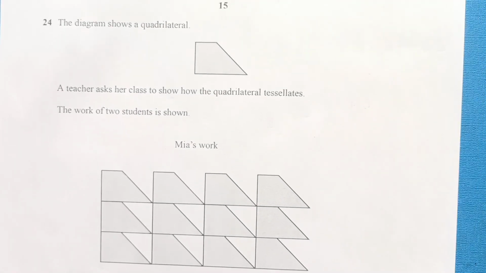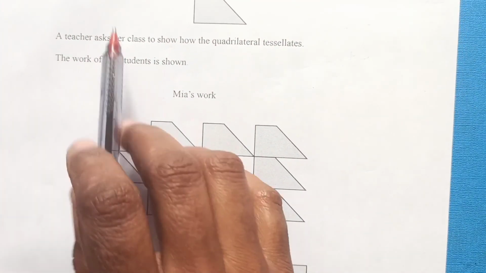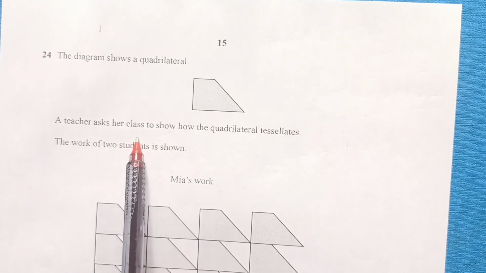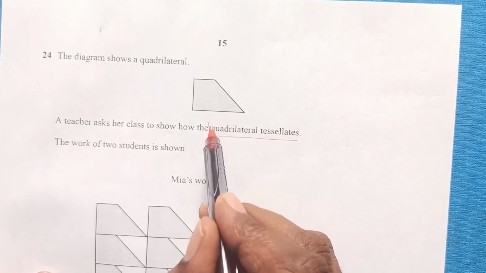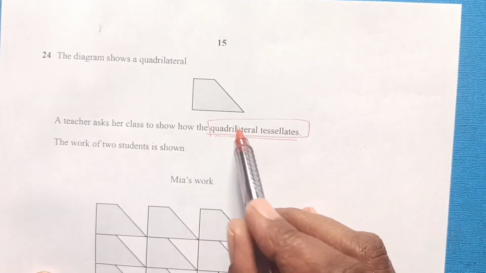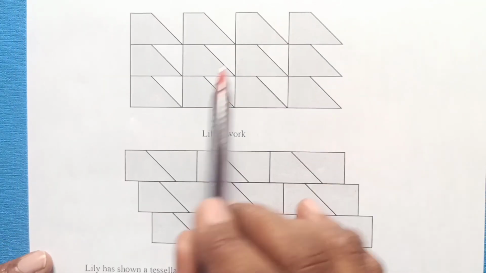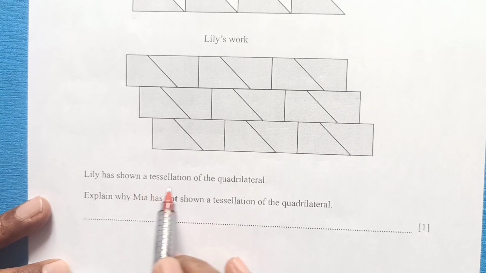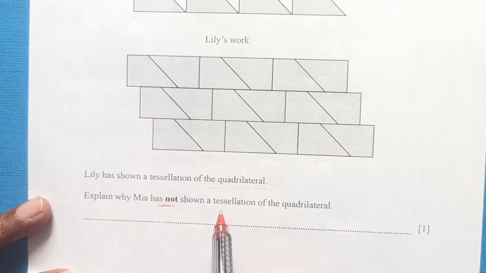Okay, so this is the last question of this paper, number 24. The diagram shows a quadrilateral. You can see this quadrilateral here. A teacher asked her class to show the quadrilateral tessellation. So it is quadrilateral tessellation. So that means we are going to repeat only this shape. The work of two students. This is Mia's work, you can see, and this is Lily's work. Lily has shown a tessellation of the quadrilateral. Explain why Mia has not shown a tessellation.